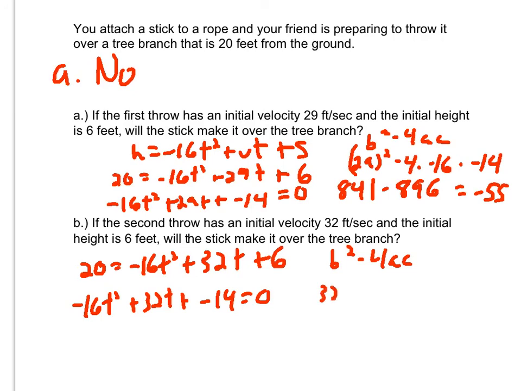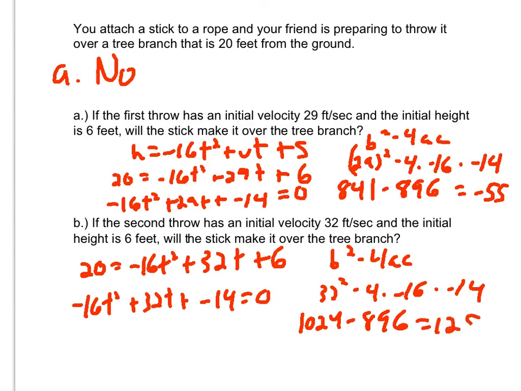So I'm going to have 32 squared minus 4 times negative 16 times negative 14. And this time, 32 squared is 1024 minus, and I already did 4 times negative 16 times negative 14 before, that was 896. So 1024 minus 896 gives me a discriminant of 128. That is positive, so that means yes, the stick will get over the tree because we got a positive discriminant.